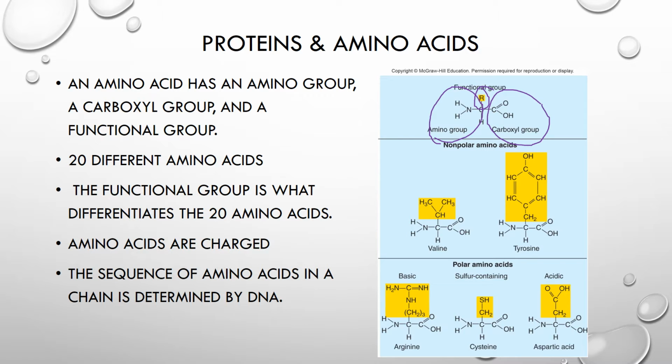There are 20 different types of amino acids that we find within the body. Amino acids are going to be charged, and so they'll attract one another to form kinks and folds when they make different types of proteins. The functional group is what differentiates the 20 different types of amino acids. Examples of amino acids are arginine, aspartic acid, tyrosine, valine, and cysteine, and the sequence of amino acids in a chain is determined by its DNA.